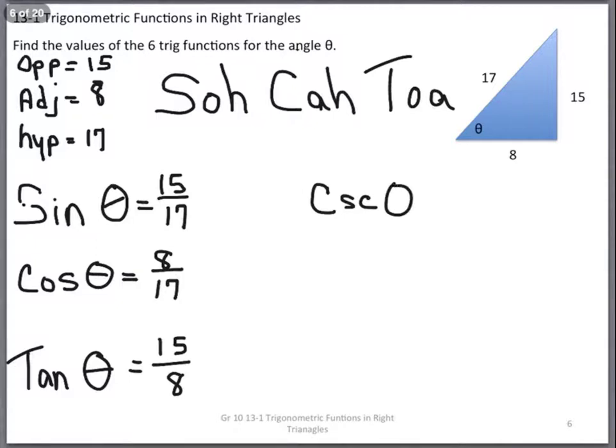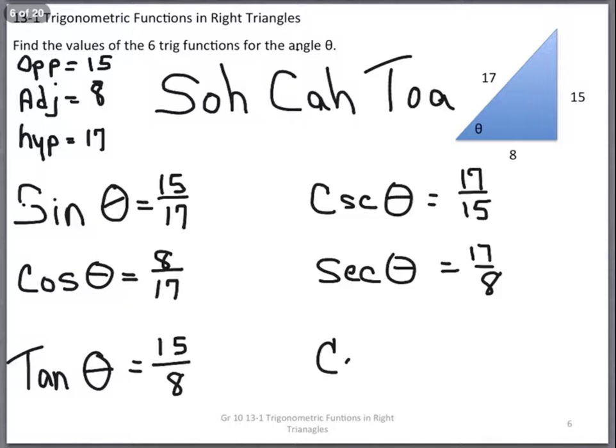Cosecant of theta is just flip it over. Secant of theta is flip it over. And cotangent of theta is flip it over.